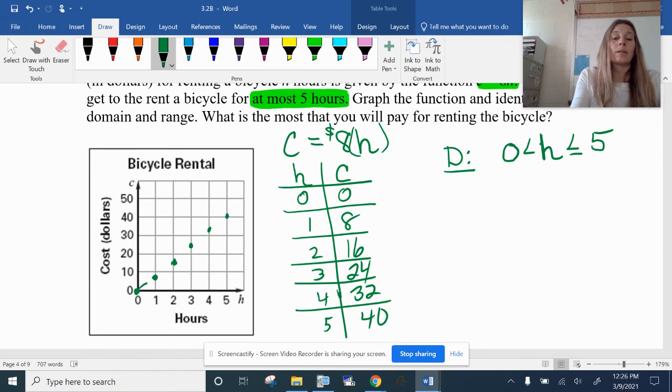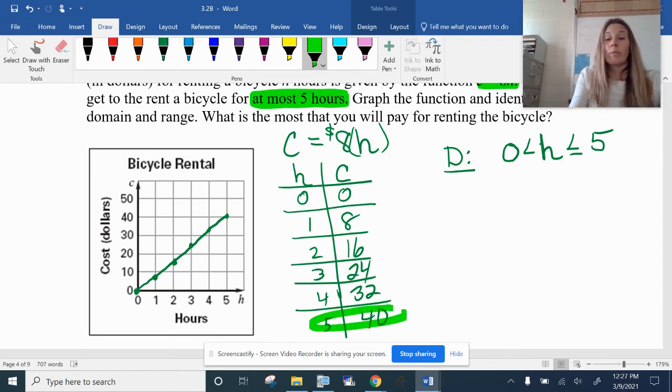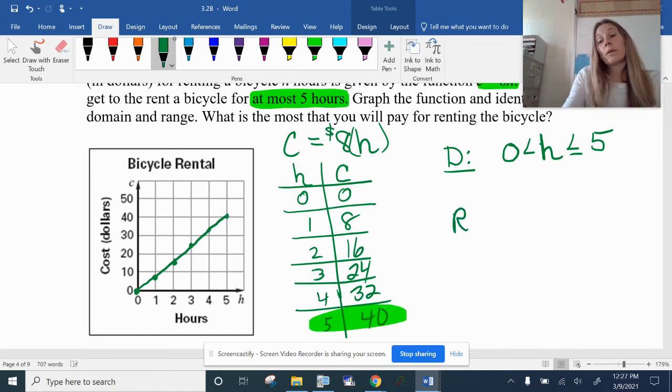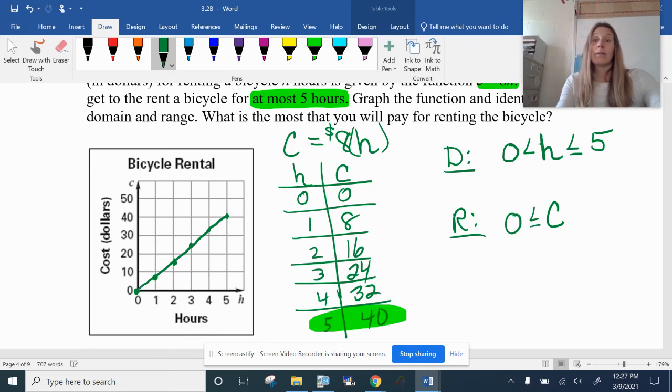Now again, it can't go past the 0 and it can't go past the 5 because you are limited to 5 hours at most. So that's why, again, we have a line segment here without any arrows at the end. What is the most you will end up paying? Well, that would be the $40 for the 5 hours. And then the range, of course, since your hours were limited, then your cost is also limited. The cheapest you could get it for is $0, right? And the most you could pay is $40. So if you went 0 hours, it'd be $0. If you went 5 hours, it'd be $40.